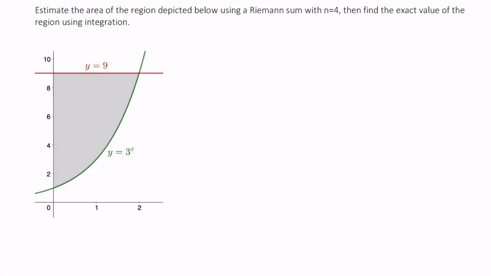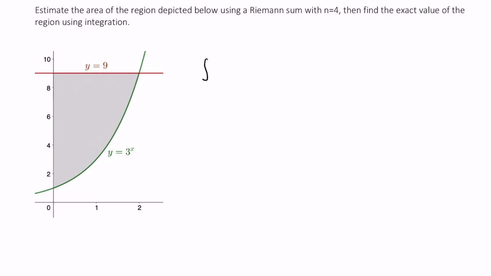Welcome. In this video, we are going to estimate the area of this region depicted using a Riemann sum with n equals 4 rectangles. Then we're going to find the exact value of the area of this region using integration. So let's get a handle on what we're doing. We can use integration to find the area between these two curves.